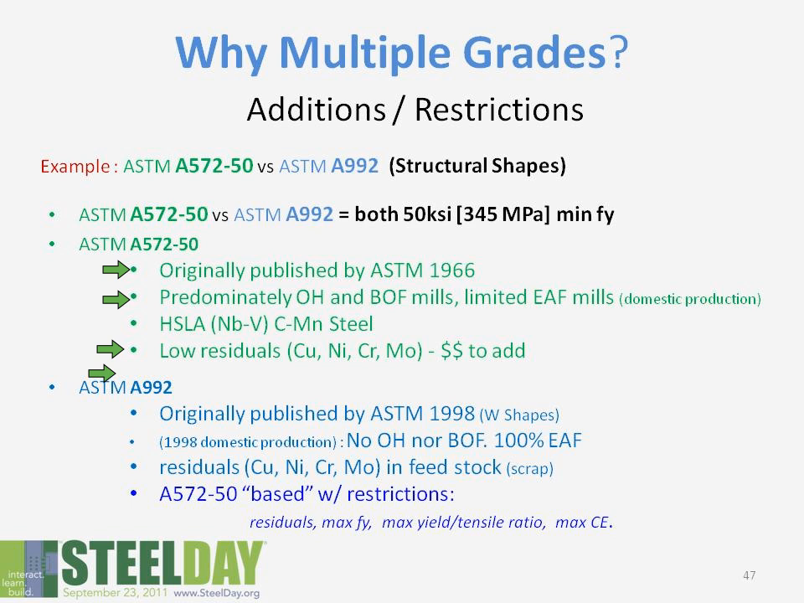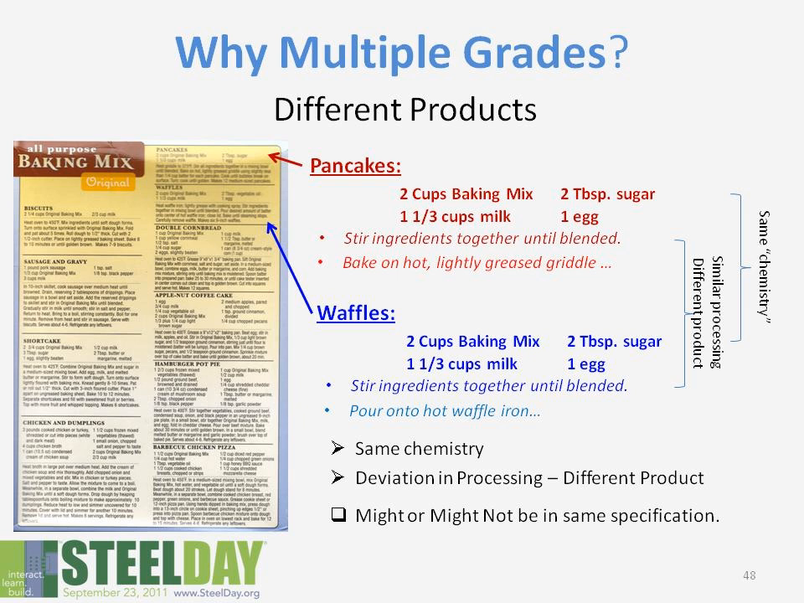In 1998, when 992 was published, there was no domestic integrated steel production of shapes. It was 100% electric arc furnace. There was a fairly high, or not high, but moderate level of residuals in the scrap. So A57250, the base grade was redefined or had restrictions added to it to cap the residual level. We added a maximum yield strength, a maximum yield to tensile ratio, some carbon equivalencies, etc. So again, we can have different products.